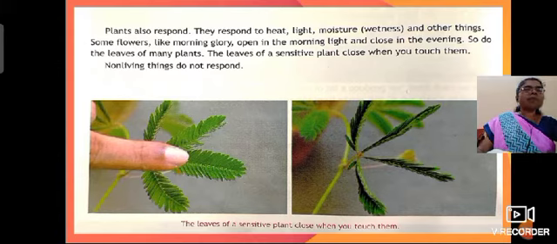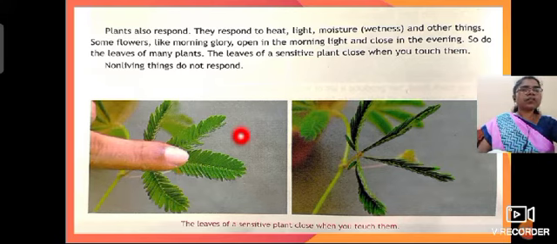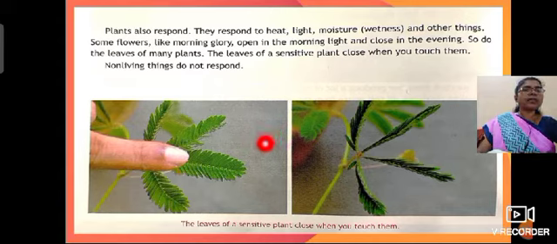Some flowers like morning glory open in the morning light and close in the evening. So do the leaves also. The leaves of many plants close if you touch them. You can see here in the picture one boy is touching, and when it is open, as soon as the boy touches it with a finger, it is closed here.